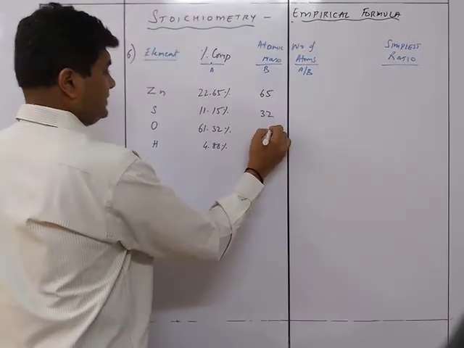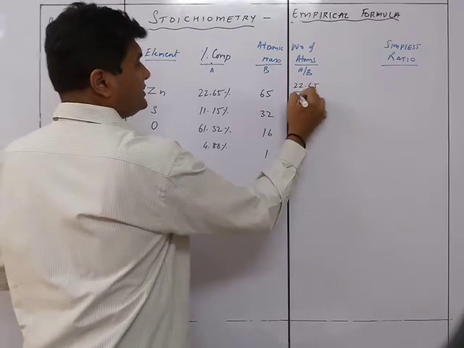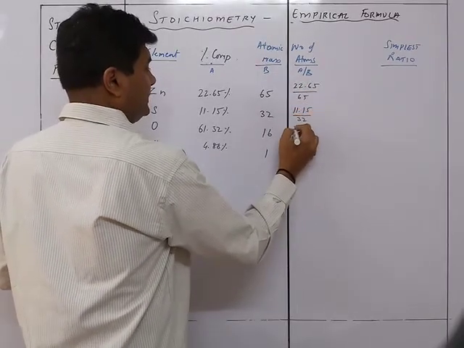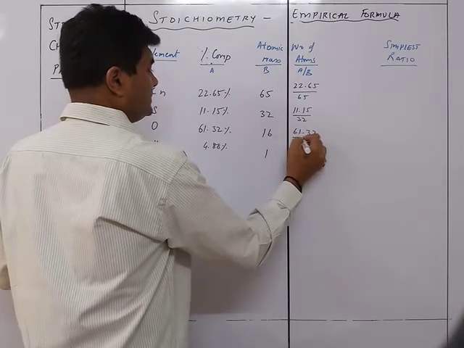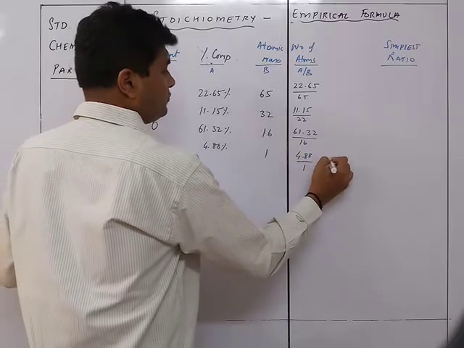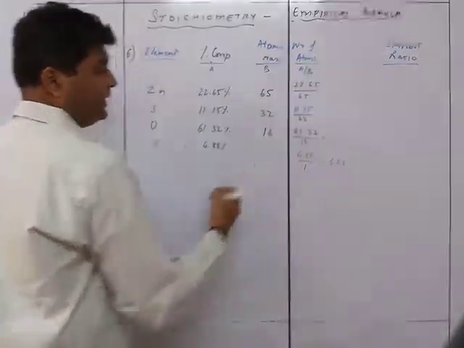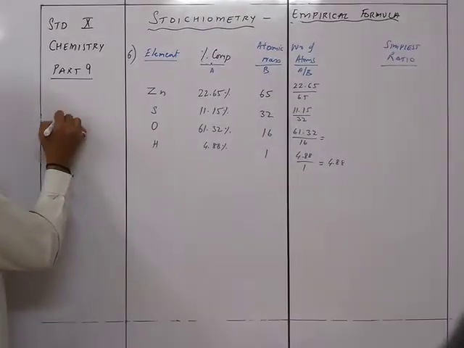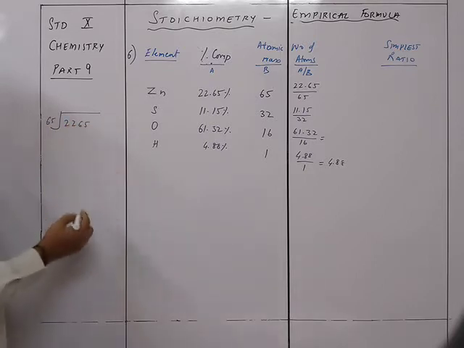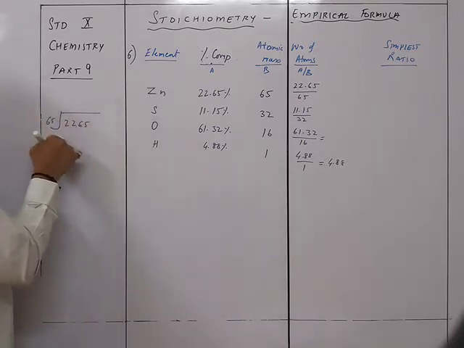Now we are going to see Zn is given as 65, S is 32, O 16 and H 1. So this is 22.65 upon 65, 11.15 upon 32, 61.32 upon 16 and 4.88 upon 1. One by one we can take it. So this is 65 and this is 2265. So we are dividing by 100.